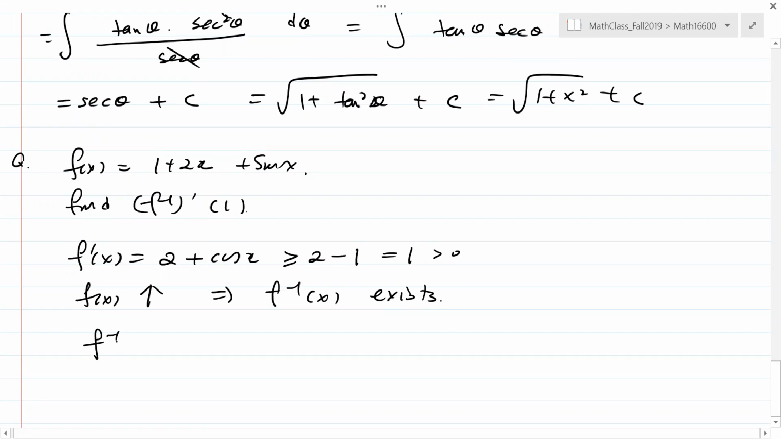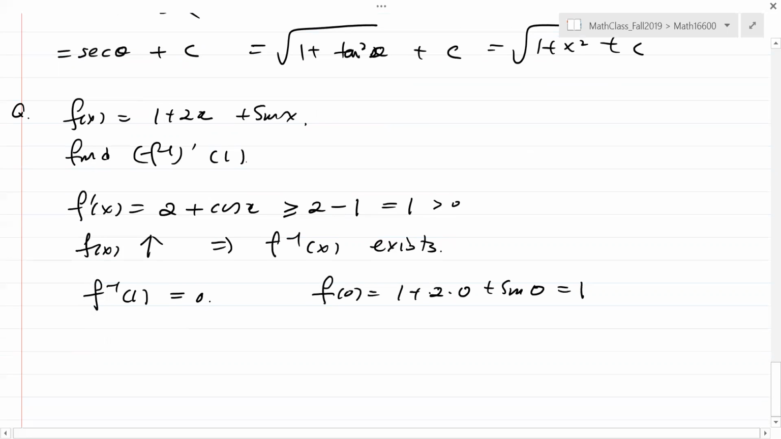First of all, we don't know how to express the inverse function in general, but I can at least figure out this value, which is going to be 0. Because f of 0 equals 1 plus 2 times 0 plus sine 0, which equals 1. So the inverse at 1 is 0. It's this part you have to guess. You guess and try. I know the value, but I cannot get the general formula for the inverse function using elementary functions. I know it exists. That's enough.